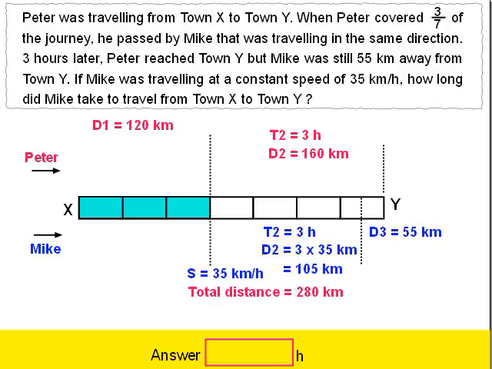Okay, since Mike was traveling at a constant speed of 35 km per hour, the time taken by Mike would be the distance, 280 km, divided by 35 km per hour. 280 divided by 35 gives us 8 hours exactly. So that's how long Mike took to travel from tau x to tau y.